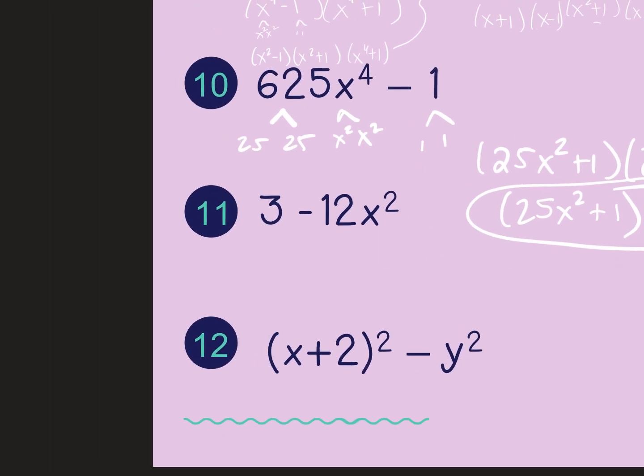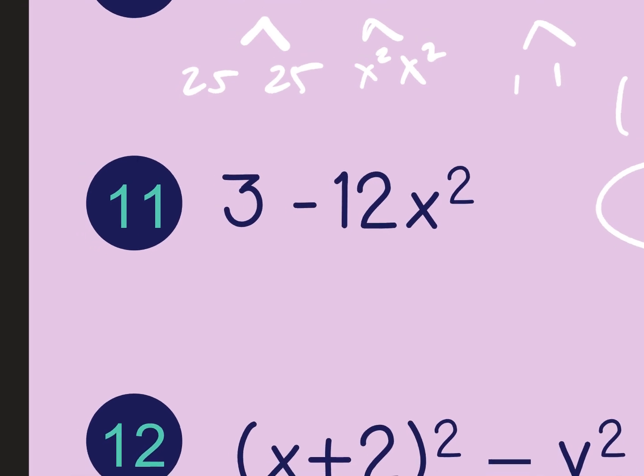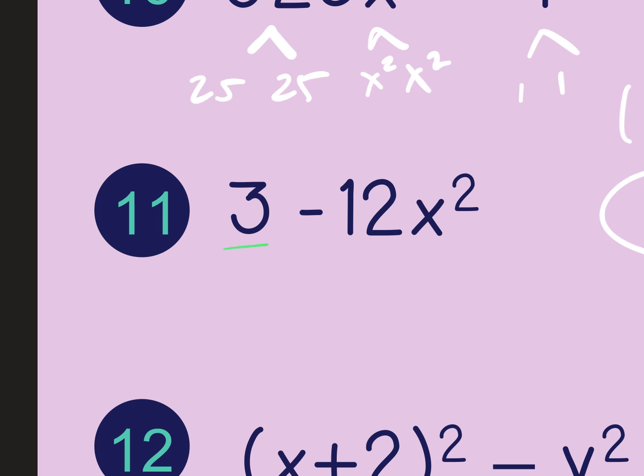All right, let's look at number 11. GCF. Is there a greatest common factor? Is there a number or a letter that is in common here? Absolutely. I can divide this by 3. So I'm going to bring this 3 out in front. 3 divided by 3 is 1 minus 12 divided by 3 is going to be 4x squared. What do you guys notice here about this problem? The beauty about this problem is that we have broken down into perfect squares. I have the difference of perfect squares.